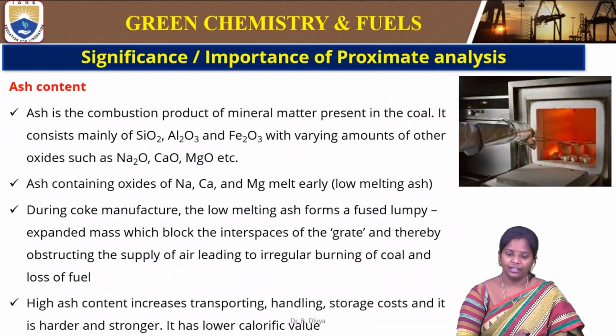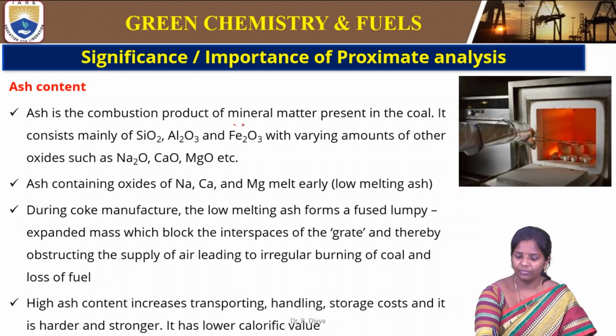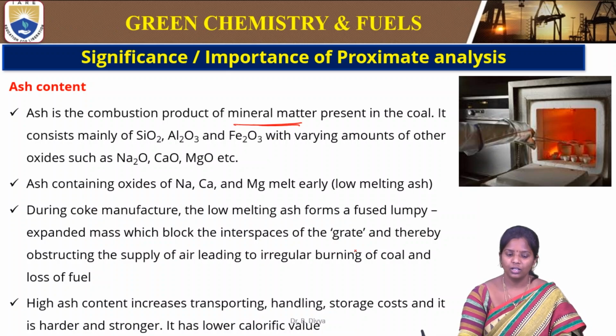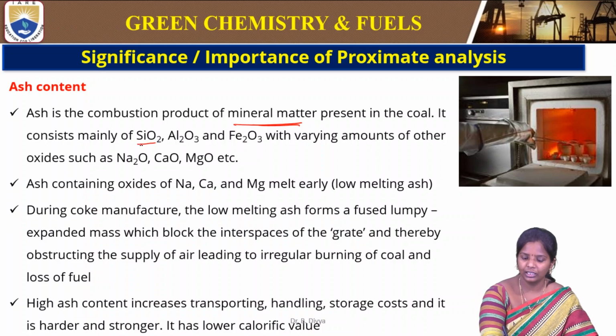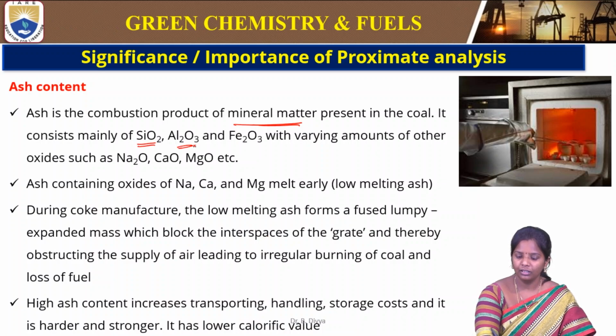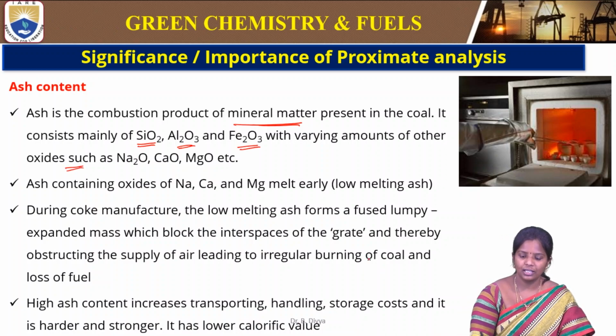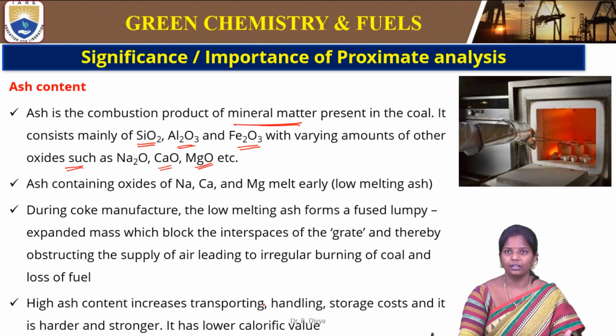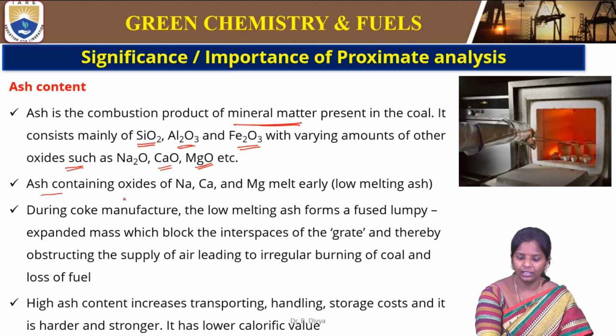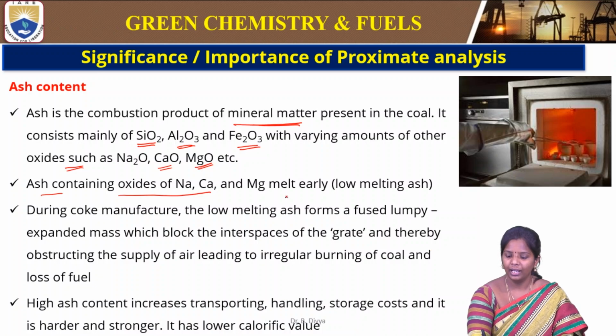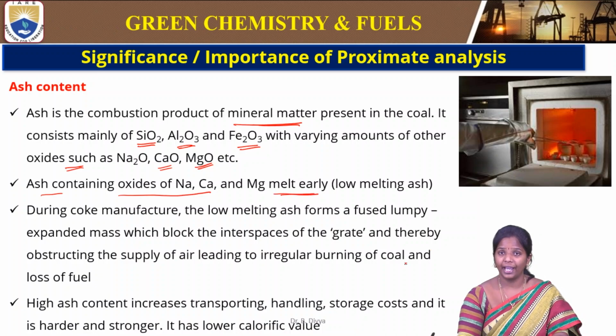Then the ash content. Ash is a combustion product of the mineral matter present in the coal. It consists of silicon oxide or silica, alumina and iron oxide, with varying amounts of other oxides such as sodium oxide, calcium oxide or magnesium oxide. All these come under mineral matter. This mineral matter is also very important to remove because it also gives yellow smoke. Ash containing oxides of sodium, calcium and magnesium melts early, so low melting ash will be formed.